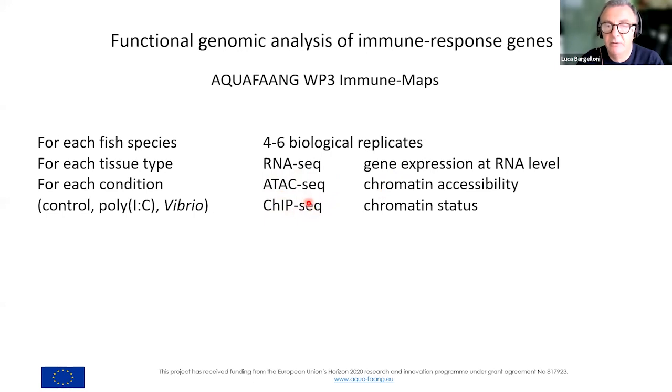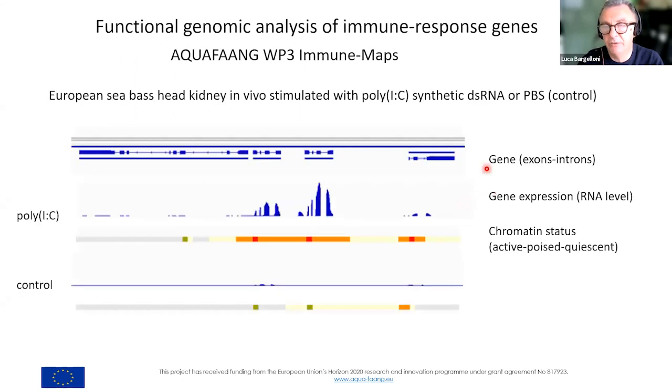Don't bother about the acronyms, clearly a lot of technical jargon, but what is important is that this technology gives you the status: is the chromatin permissive, repressed, or active, in a very variegated way. Okay, and these are the results of this kind of annotation in a specific region of the sea bass.